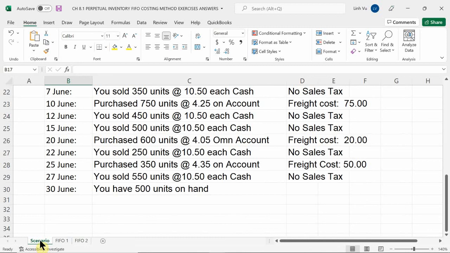Then on June 25th, we end up selling our last batch of inventory of 350 units at $4.35 each with a freight of 50. So 350 at 4.35 and 50.